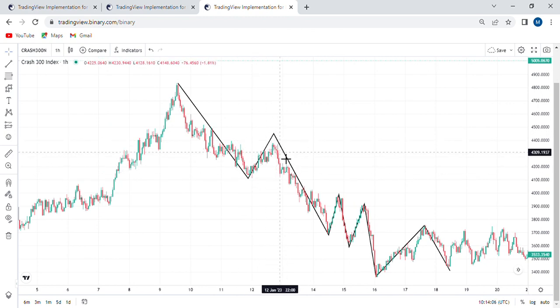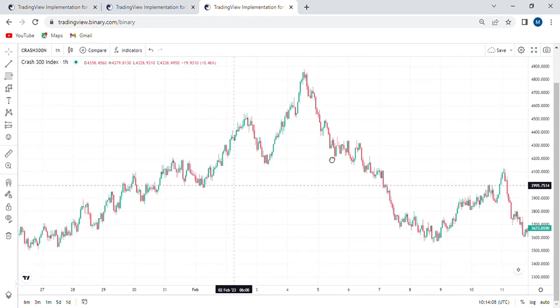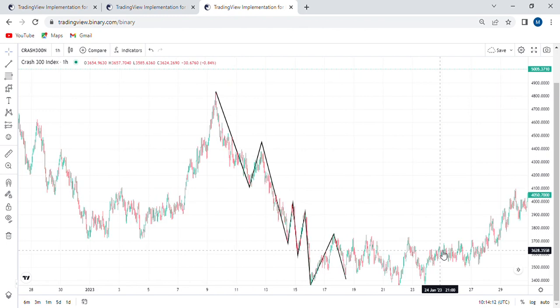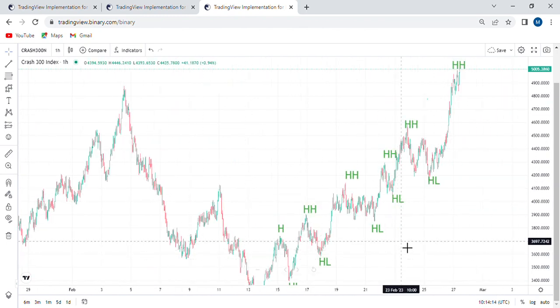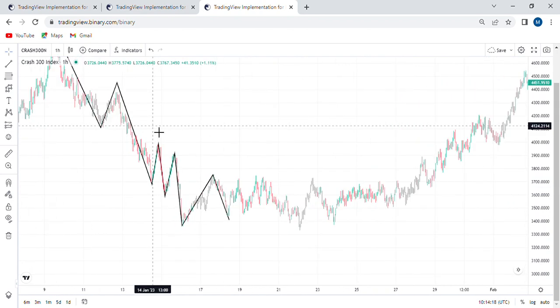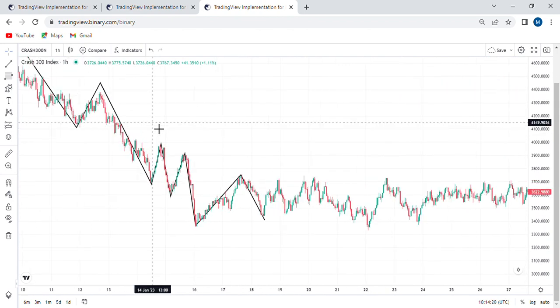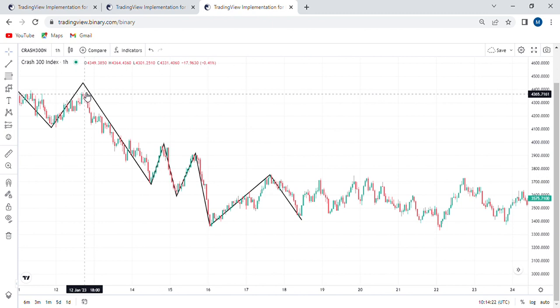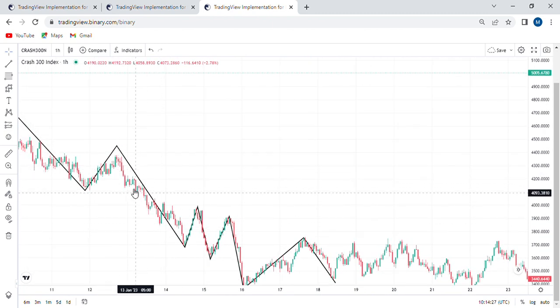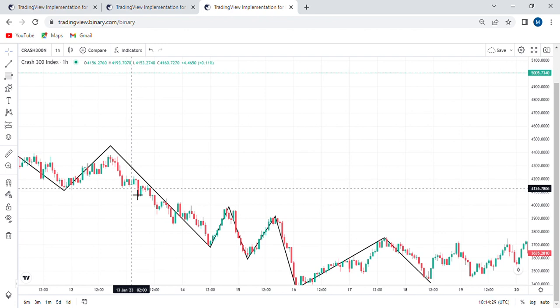So let me go back. Where was that thing? Okay, so you can see how it moves. This is how it moves in a downtrend. Alright, so this is our last lower high, and we broke through it. You can see these are little pullbacks. Okay, some people identify this as their lower low, lower high.